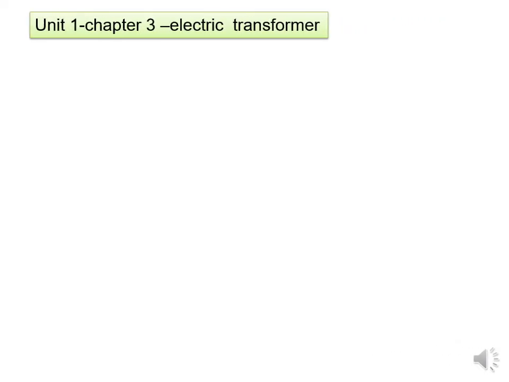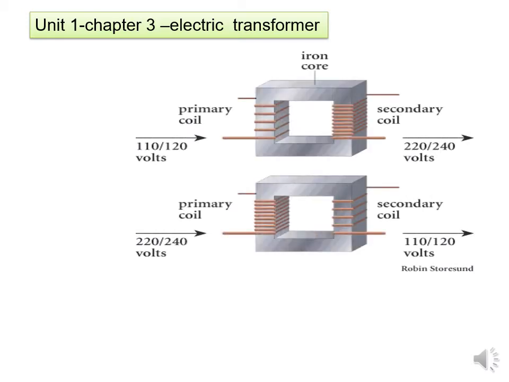الفيديو ده بيتكلم على جزء من Unit 1 Chapter 3 which is Electric Transformer. Electric transformer is a device which is used to increase or decrease induced EMF delivered to a device. يبقى electric transformer device used to increase or decrease alternating voltage delivered to a device.